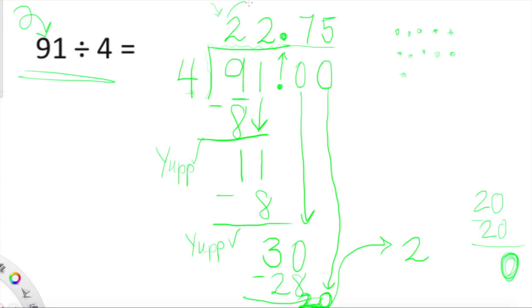So we then can say with confidence that the quotient, keep in mind the quotient is a fancy name for the answer to a division problem, the quotient when we divide 91 by 4 is 22.75. Fabulous. We're going to look at one word problem here.